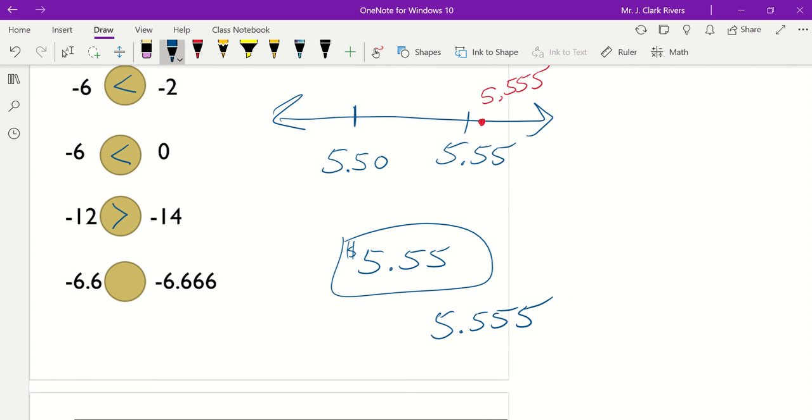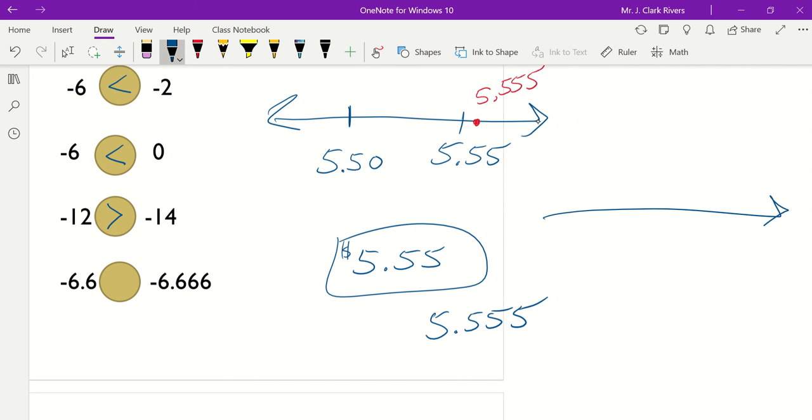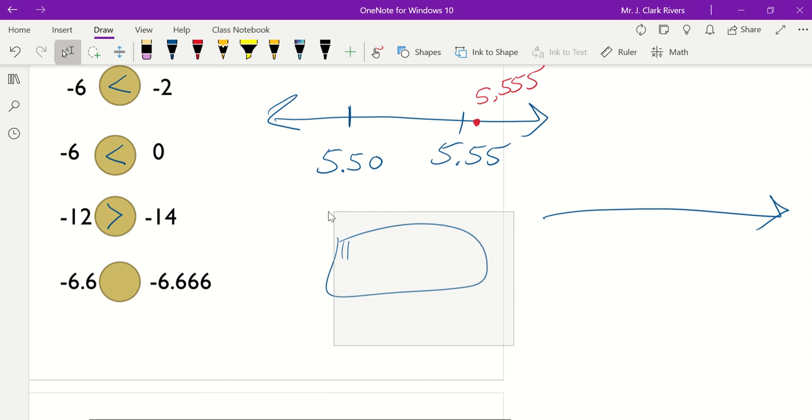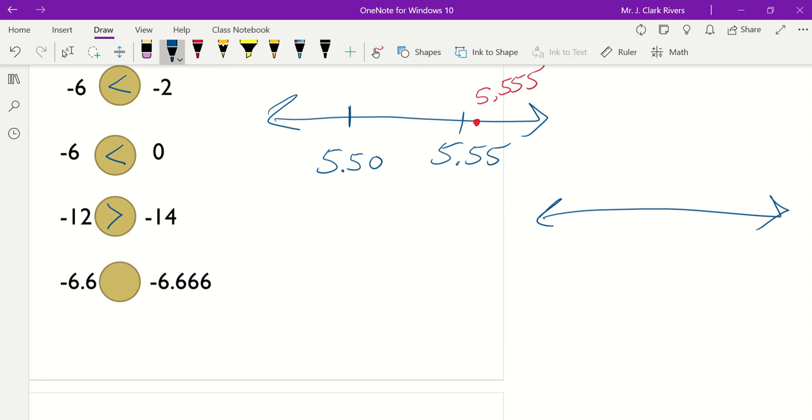So now with negative numbers, it's the same idea. Let me erase this stuff. It's the same idea, but we're dealing with negative numbers. And with negative numbers, it kind of goes the other way. So if we got negative 6.6 here, and we want to plot negative 6.666, that's going to be further to the right. Negative 6.666, further to the right. I'm sorry, further to the left. Yeah, I think I misspoke. Further to the left. So which number is greater? Negative 6.6. Yeah, negative 6.6 is greater.